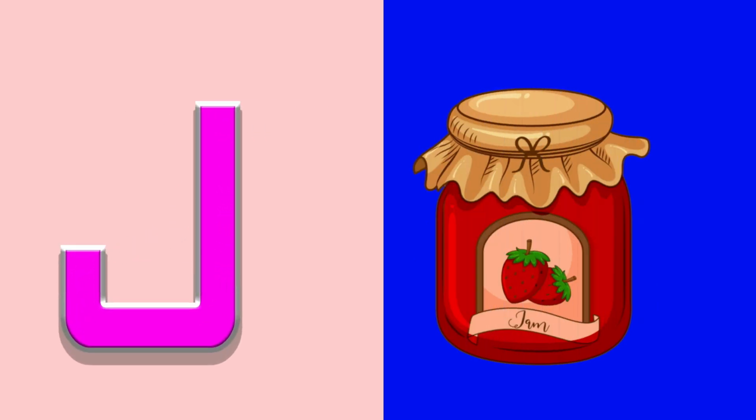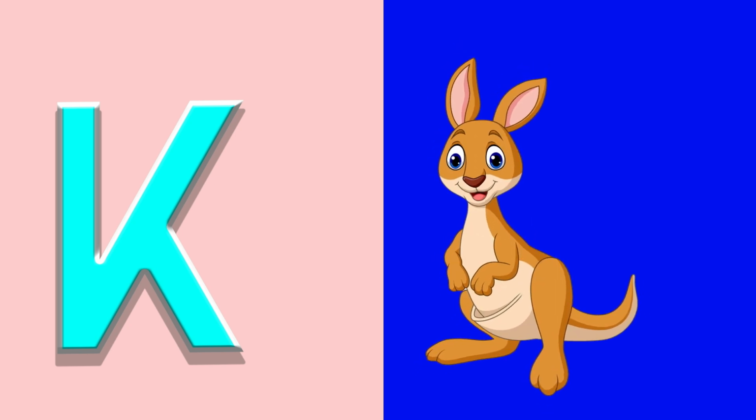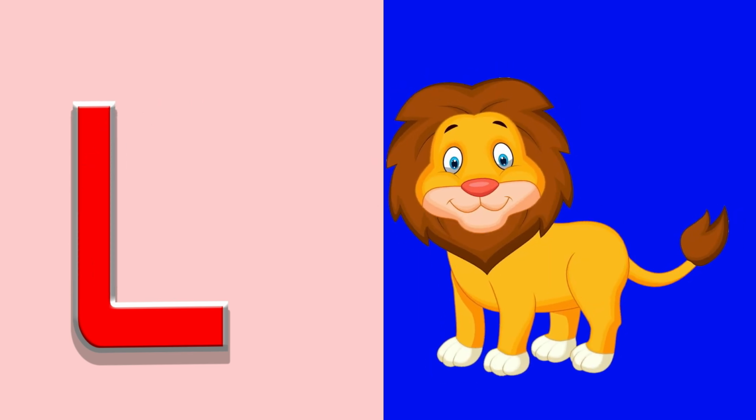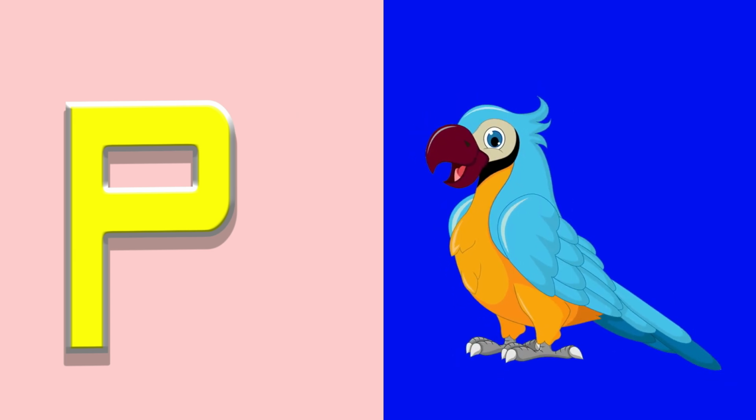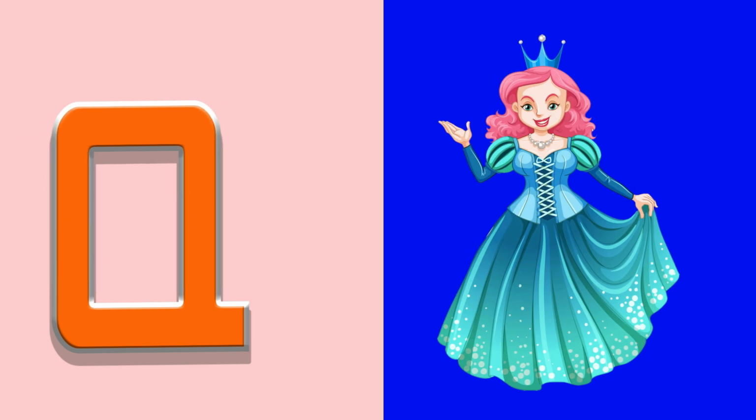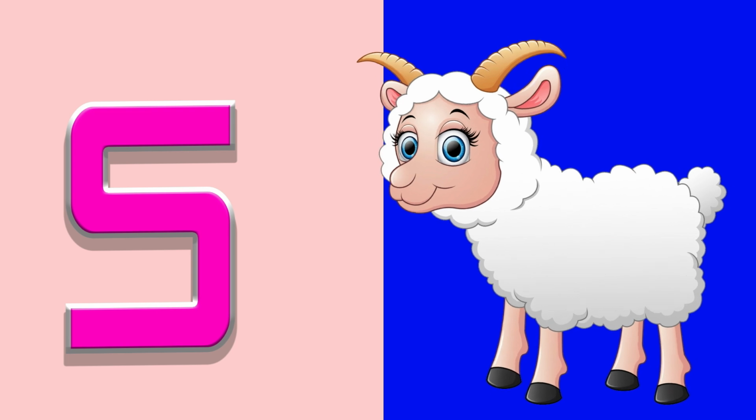J, jam. K, k, k, kangaroo. L, l, l, lion. M, m, m, mango. N, n, n, nest. O, o, o, orange. P, p, p, parrot. Q, q, q, queen. R, r, r, rose. S, s, s, sheep. T, t, t, tiger.